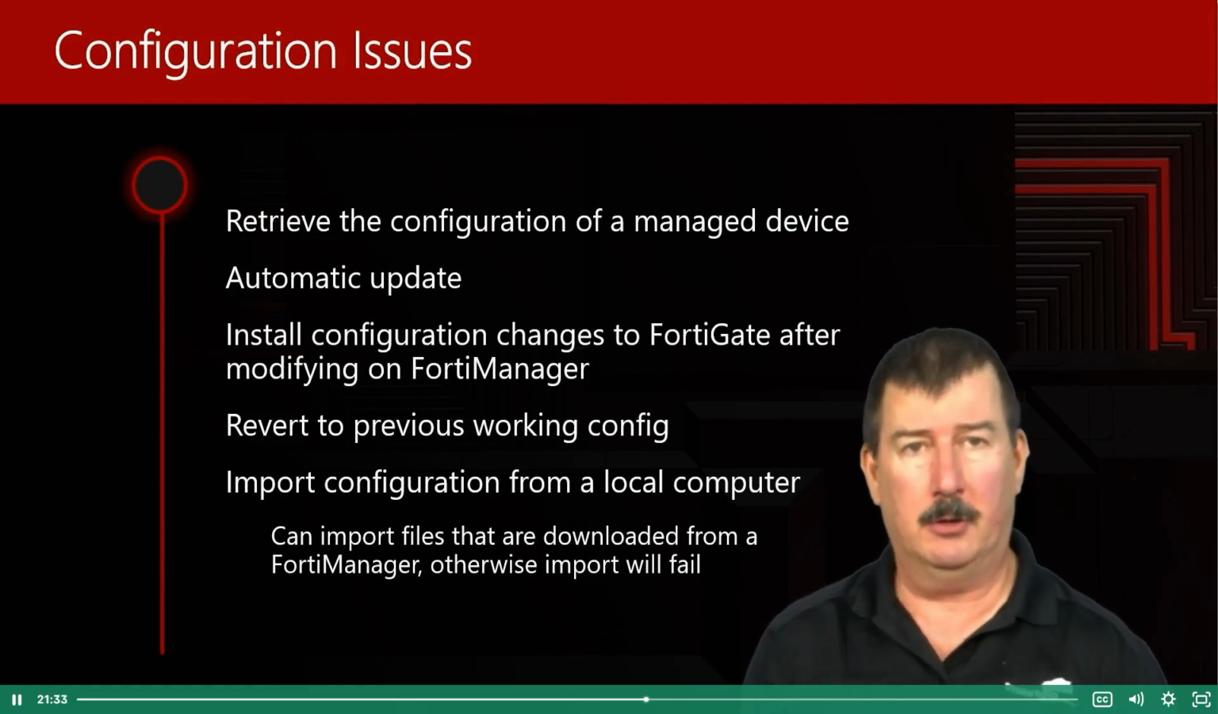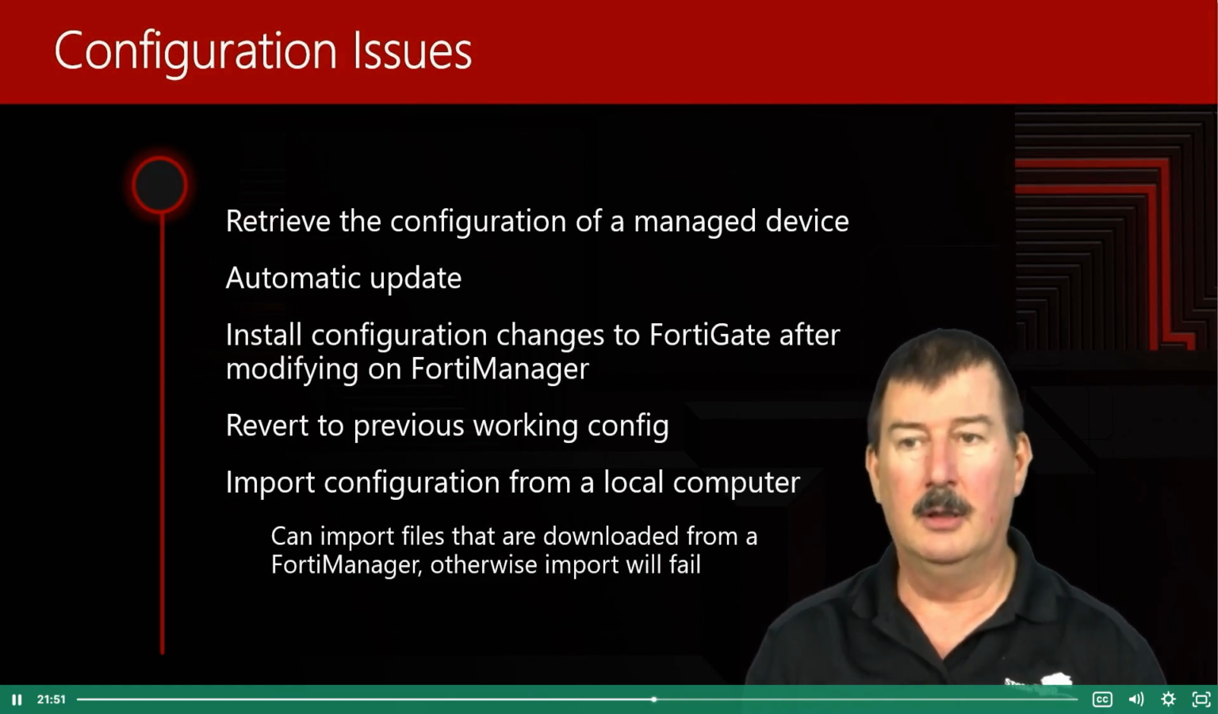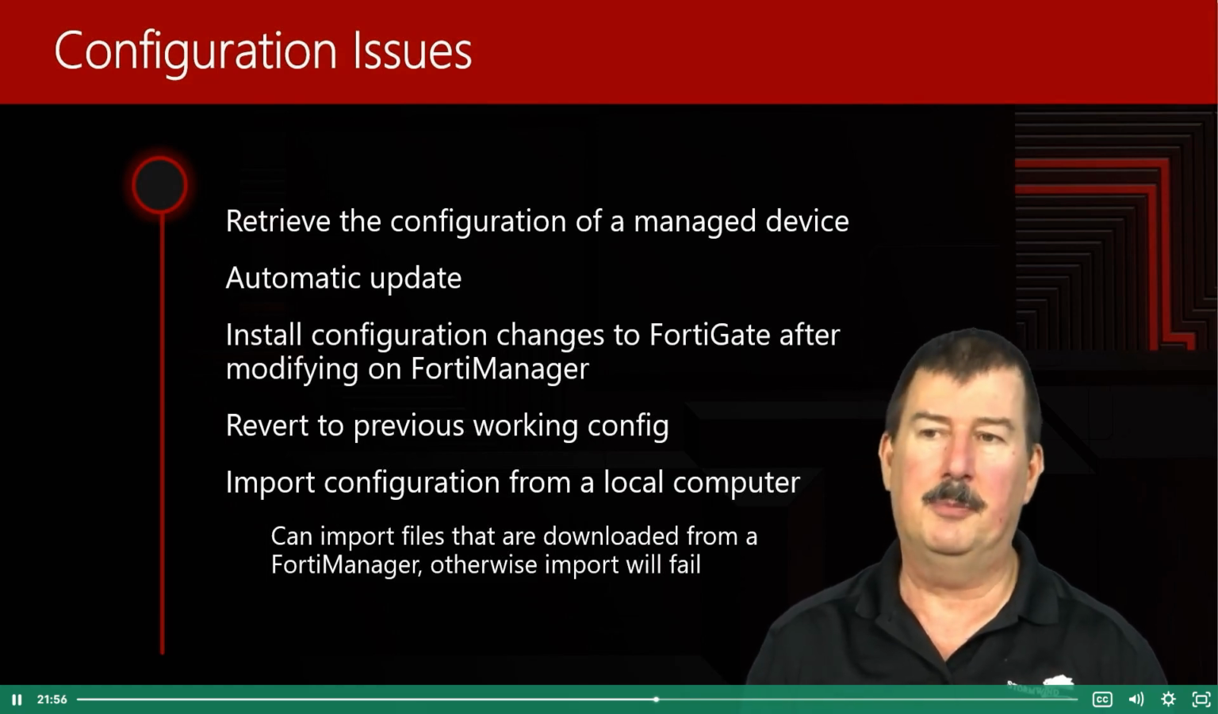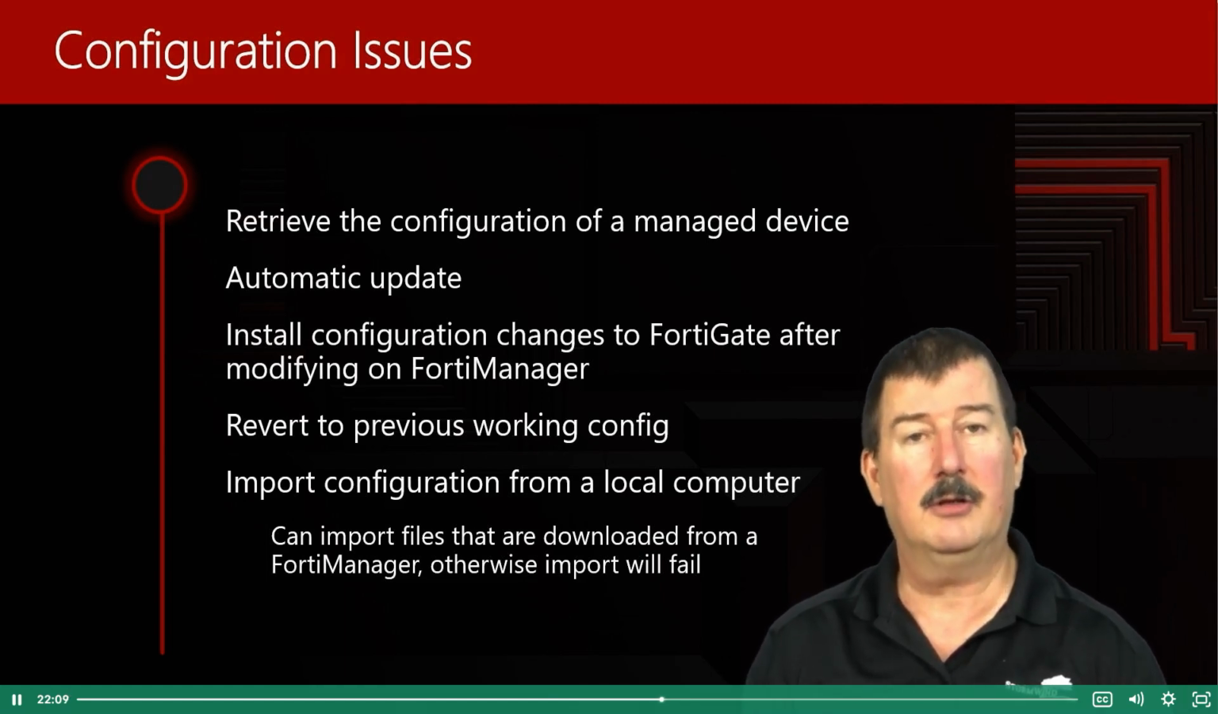We can import a config from a local computer. So what you're going to see here is anytime, especially major changes, you always make an offline backup. And you make that offline backup so that in the event of a catastrophic issue you can go in and import your config from a local computer where you offloaded that config. So you can do this and, well, what they say here, you can import files that are downloaded from a FortiManager, otherwise import will fail. Well, what they're saying here is you have to get the file from a FortiManager so that you can import the config. So you save it from FortiManager to a local device, and then you can import it.